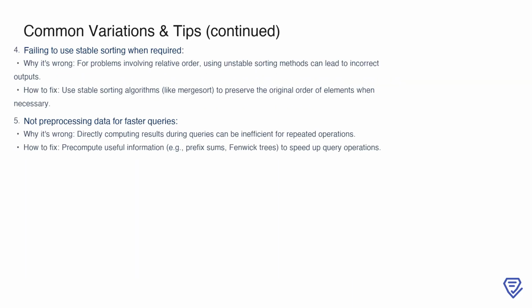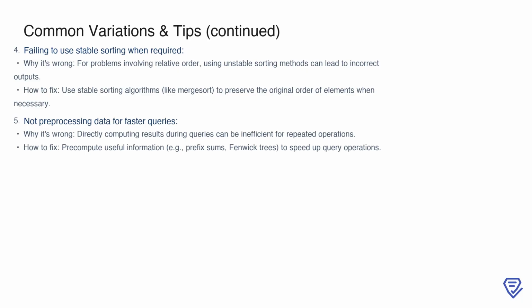Another common pitfall is failing to use stable sorting when it's required. For problems where the relative order of elements matters, unstable sorting methods can produce incorrect outputs. To address this, use stable sorting algorithms, such as merge sort, which preserve the original order of elements with equal values. Additionally, not pre-processing data for faster queries is a frequent inefficiency.